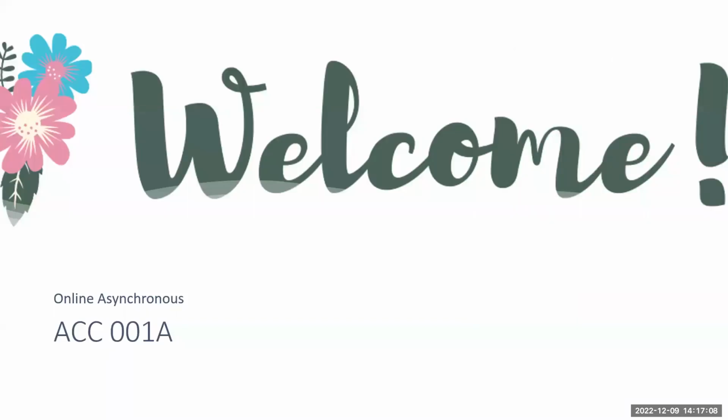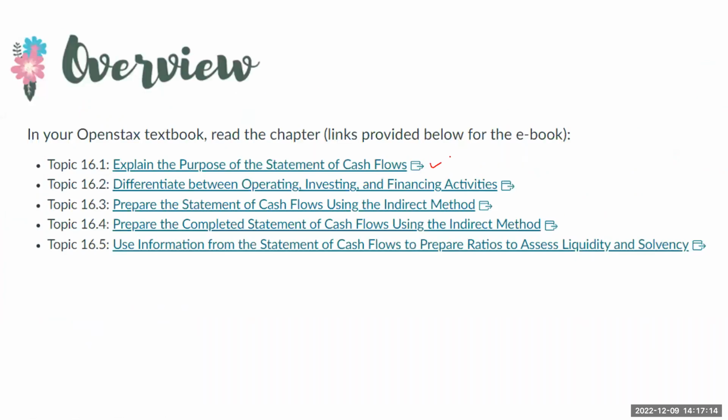Welcome to your final chapter, chapter 16. In this chapter, we will talk about the statement of cash flows. We'll learn about the different sections on that statement. We'll cover the indirect method, and I'll show you how to prepare the operating section on the statement of cash flows. So we will cover these three topics together in the lecture videos.